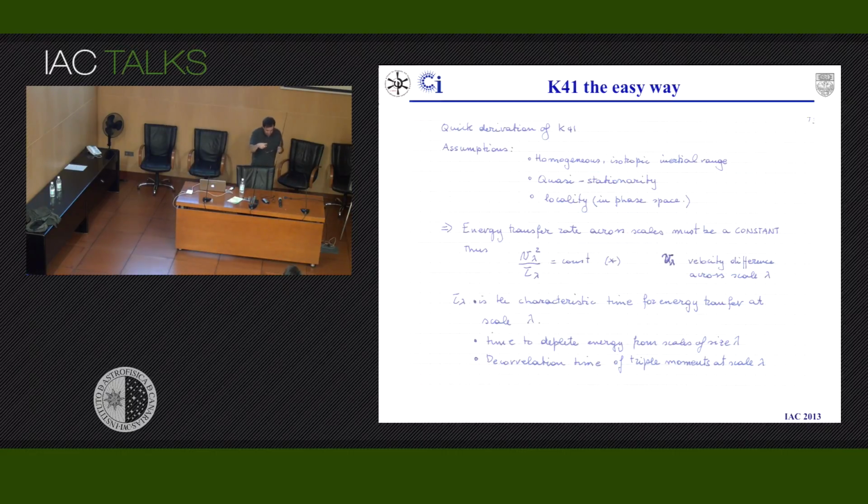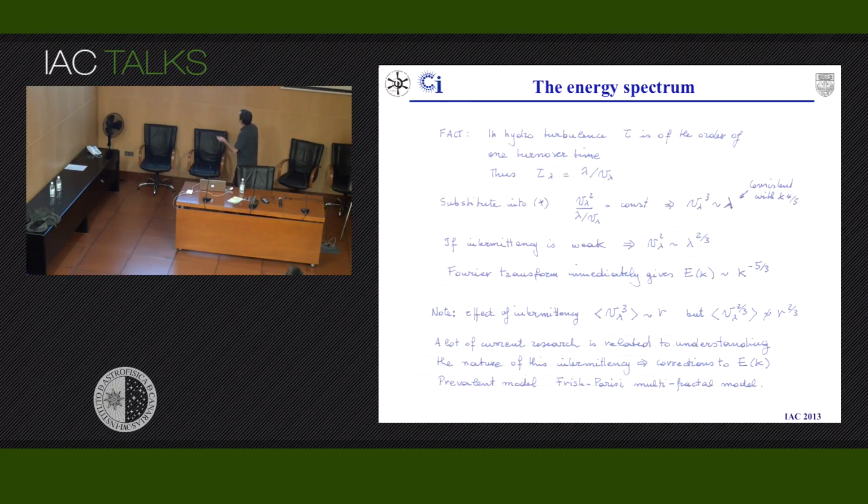Energy is a quadratic quantity. The energy transfer rate is a cubic quantity. So it's the time it takes for those triple moments to decorrelate. It's well known empirically that this is just lambda over v lambda. So if you put in v lambda squared times v lambda over lambda equal to a constant, v cubed over lambda is constant. This is consistent with the famous Kolmogorov 4/5 law. We knew that all along, but this is compatible with it.